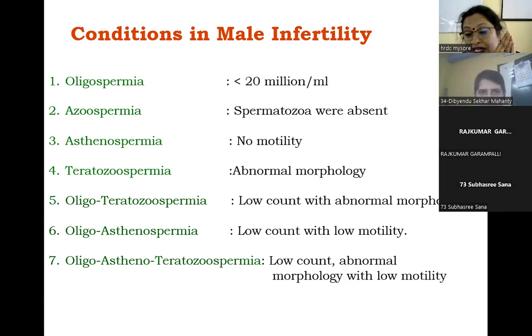And sometimes we have multiple conditions, that is a low count with abnormal morphology, which is oligoteratospermia. Similarly, low count with low motility, they are not at all motile, then it is oligoasthenospermia. And that is the OAT condition: low count, abnormal morphology, and low motility. This is really a very complicated thing, wherein there is a lot of problem. Count is less, there is no motility, and also the morphology of the spermatozoa is totally different, thereby it is unable to achieve the pregnancy.